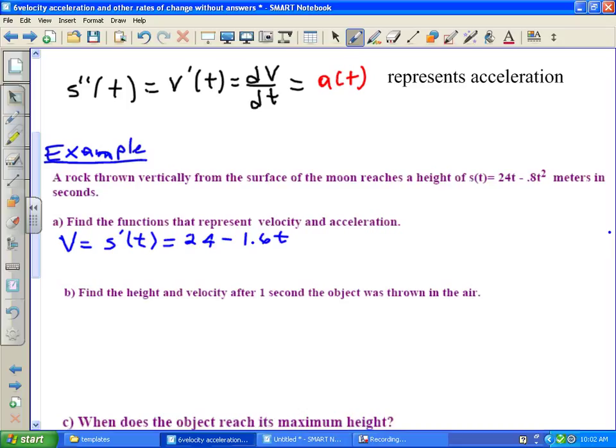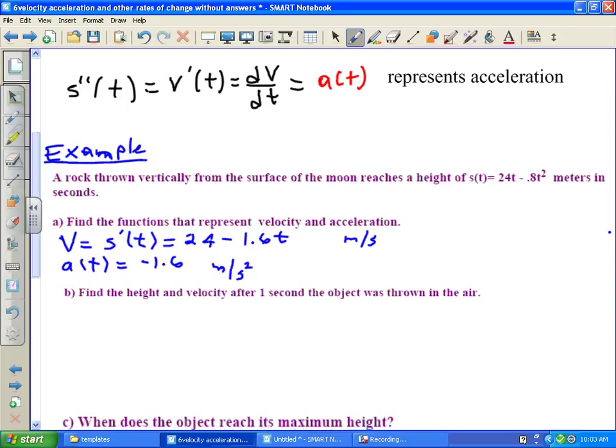And what about the acceleration function? Basically, just differentiate one more time the above quantity, right? So that'll be negative 1.6. And since everything was in terms of meters and seconds, the velocity will be in terms of meters per second, and acceleration will be meters per second squared. Because if you think about it, velocity is meters per second, and you're taking it with respect to t again, so it's meters per second per second, so that turns out to be meters per second squared.